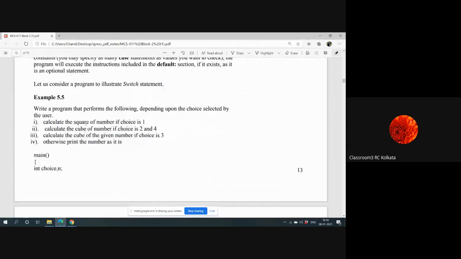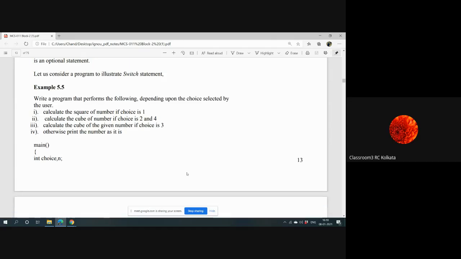Calculate the square of the number if choice is 1, square. That means n equal to 5, so the square will be 25. Calculate cube of number if choice equals to 2 and 4. So if you give 2 or if you give 4, you will get the same answer. That is the cube of the number. And if, it is giving wrong, you see, all give cube of number. This book is wrongly printed.